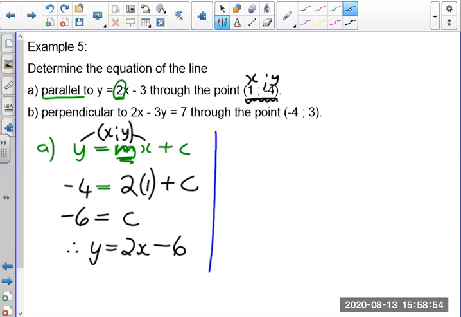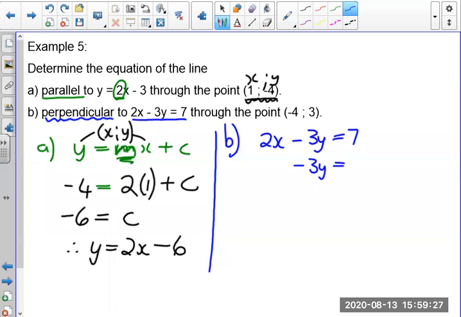If I look at number B, look what they're asking me now. Perpendicular to. Perpendicular to. So what do I work with if I see the word perpendicular? With gradients. So I first have to find the gradient of this line. Now, is that equation given in standard form? No, it's not. So I must first get it in standard form. That means I must get the y alone.